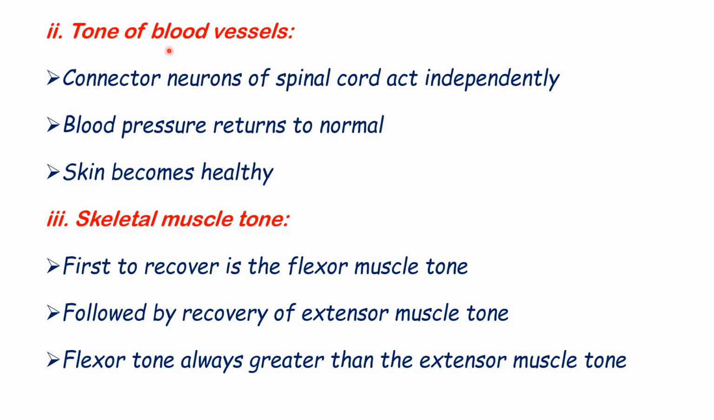Second to recover is the tone of blood vessels, because the smooth muscle tone is recovered. Why does this occur? Because the connector neurons of the spinal cord recover. Initially they were being controlled by the vasomotor centers, but now the control is lost. So the intermediolateral horn neurons, the connector neurons of the spinal cord, start acting as the motor centers. They act independently and start sending impulses to the smooth muscles of the blood vessels. So the tone of the blood vessels is maintained and the blood pressure starts returning to normal.